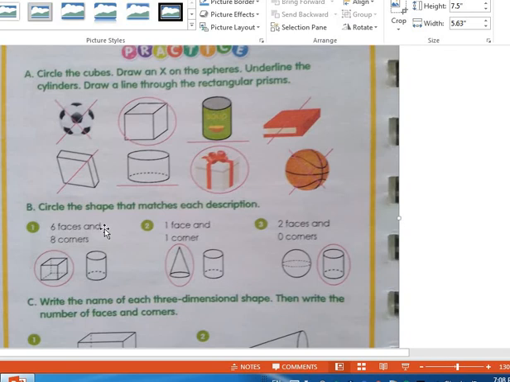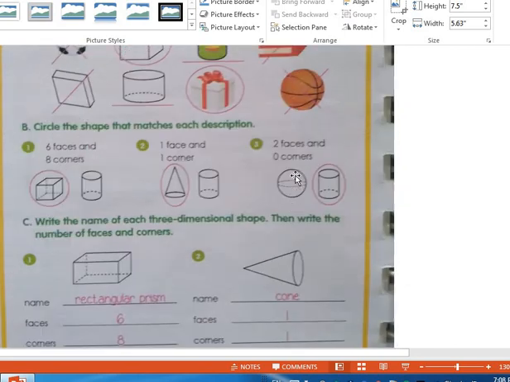Now, circle the shape that matches each description. 6 faces and 8 corners. Yes, this one. Why? Because the cylinder doesn't have corners. 1 face and 1 corner. Yes, here the cone. 2 faces and 0 corners. Right, the cylinder.